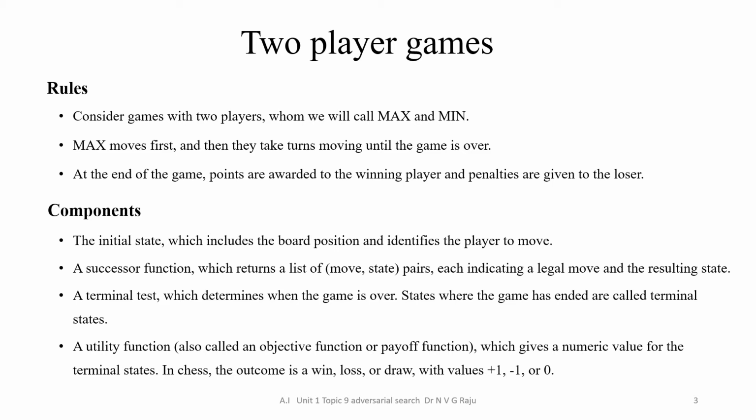For example, if you consider a tree and keep moving to the end, at the end we reach the leaf state. That is called the terminal state. The states where the game has ended are called terminal states. Finally, the utility function gives a numeric value for the terminal state. In chess, the outcome is either win, loss or draw, which is represented with utility function values of +1, -1 or 0.